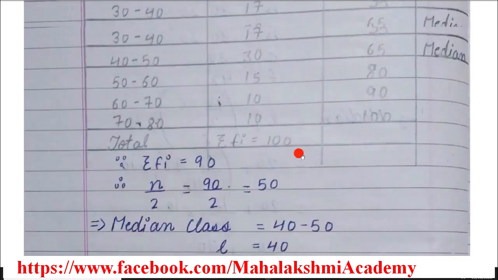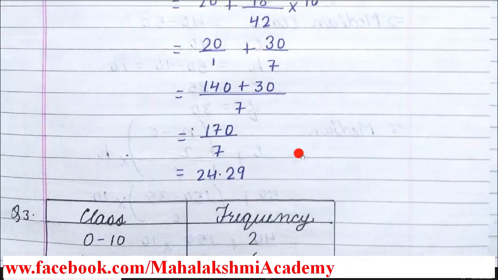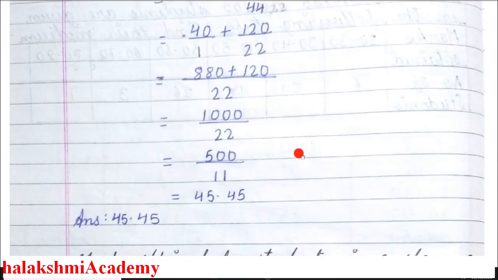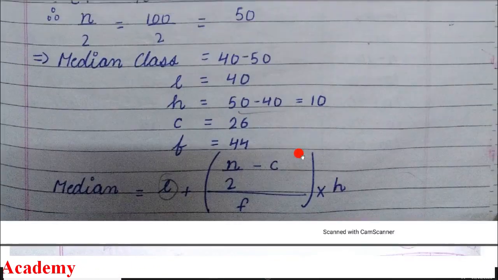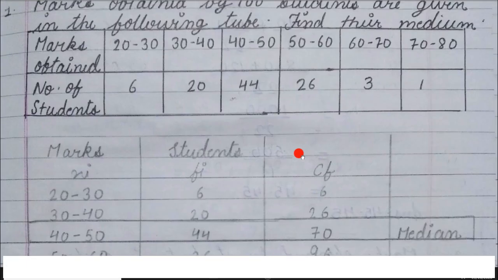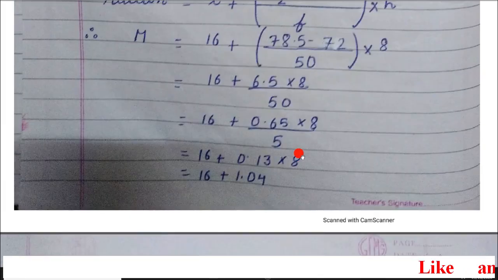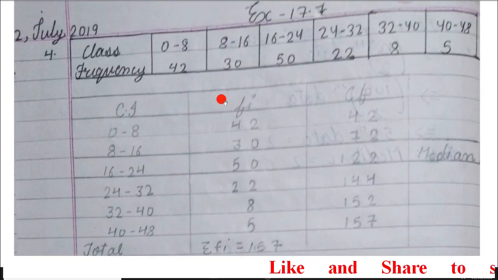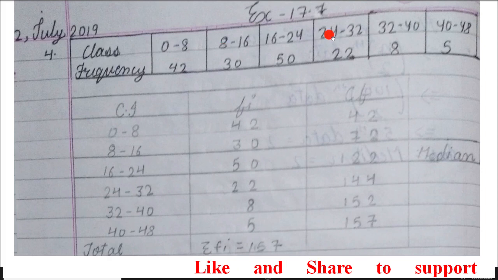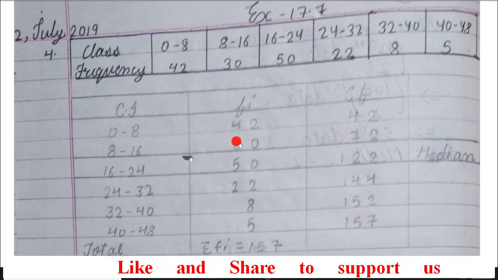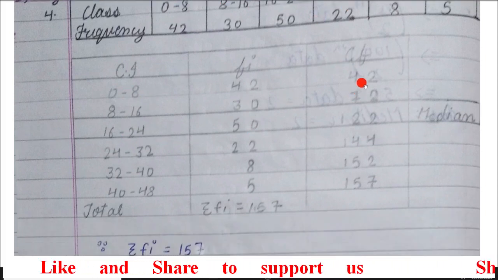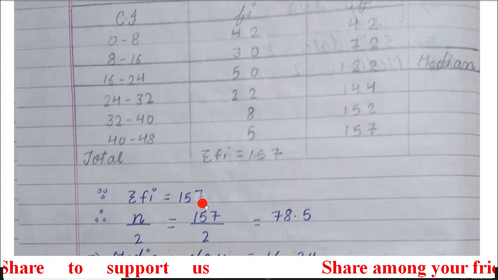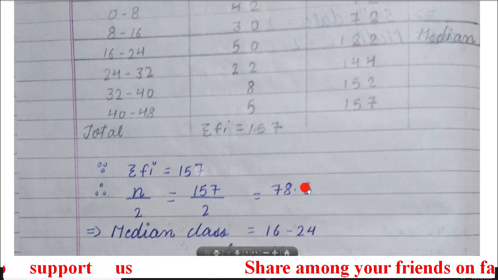Now we'll move to the last question of the exercise, that is question number 4. So question number 4 is, this is the class interval, this is the frequency which we wrote here. CF, as I mentioned to you how to calculate. We found the sigma Fi, that is 157. Now 157 upon 2 is 78.5.